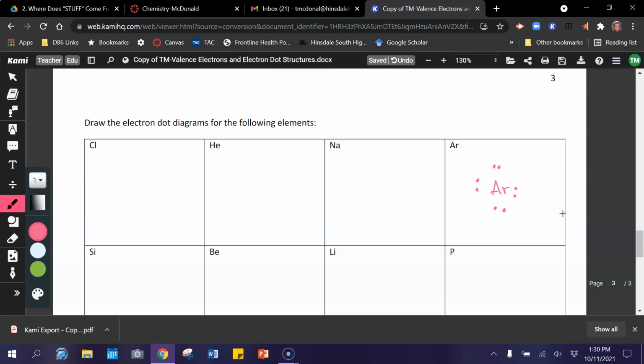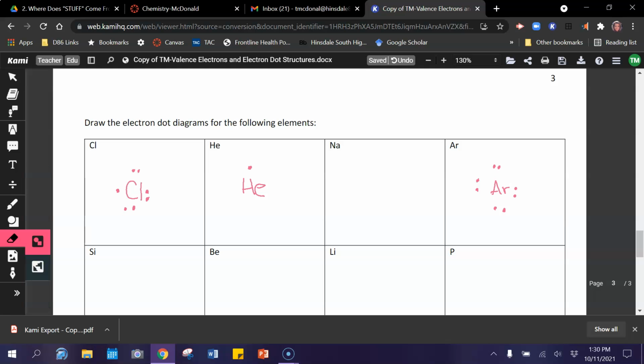All right, let's start over here at the beginning. Here we have chlorine. Chlorine is in group number 7. And so chlorine has 7 dots. Helium is in group 8, but remember that helium only has 2 electrons, so it can't have 8. So we're going to draw helium's 2 valence electrons like so.